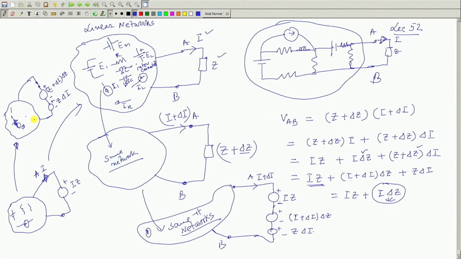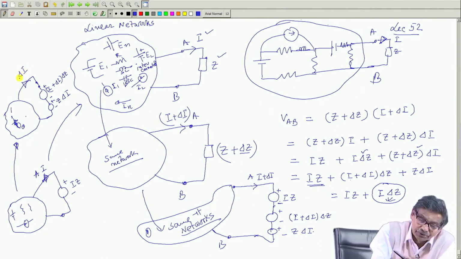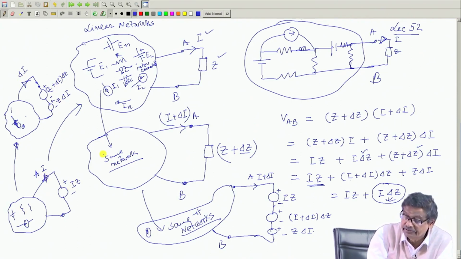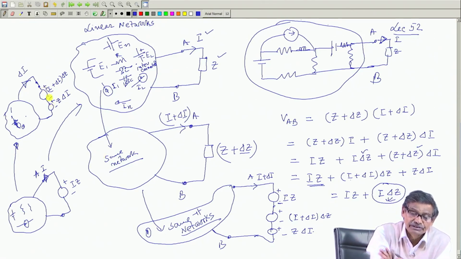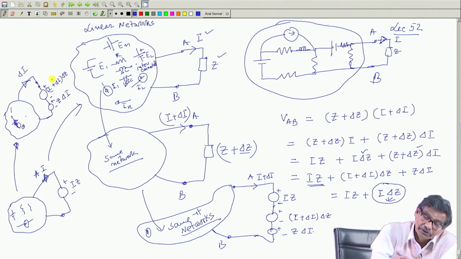Now in this network, delta I must be present. These sources alone present, with internal sources replaced by their internal impedances, must have produced delta I. That is why when all the sources are present, it should be I plus delta I. So who is the contributor for this delta I? It is these two sources, it looks like. Clear? Acha.